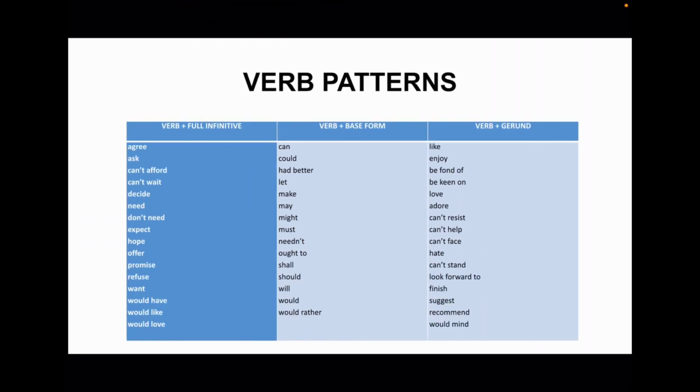As you can see, the table is divided into 3 columns. In the first column, you will find the verbs that are followed by a full infinitive. For example, agree. In the second column, you will find verbs that are followed by the base form, like modal verbs in general, and some other types of verbs. And in the third column, you have the verbs that are followed by the gerund. For instance, verbs of preference. I like, I enjoy, I'm fond of, I'm keen on, I love, I adore. All these verbs are followed by a gerund. For example, I like shopping.